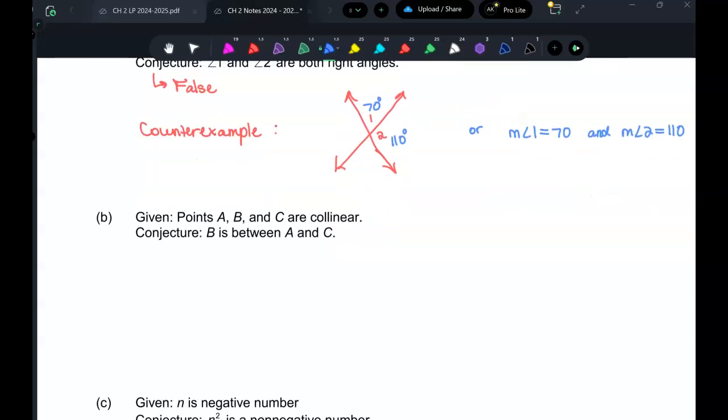Let's look at the next one. Points A, B, and C are collinear. That means they all lie on the same line. My conjecture is that B is between A and C.